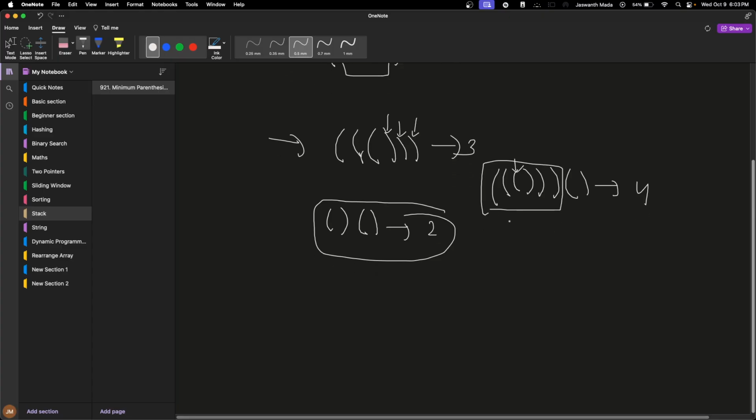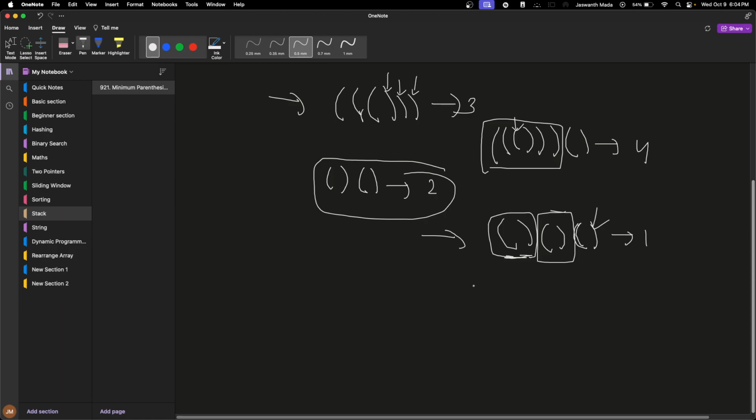So if you observe carefully, let's do one more example in order to get a clear idea. Let's say we have something like this. So how many parentheses do we need to add right now? These two guys are valid. This parenthesis is also valid. Only this guy is not valid. So I need to add this parenthesis, right? So I added 1.